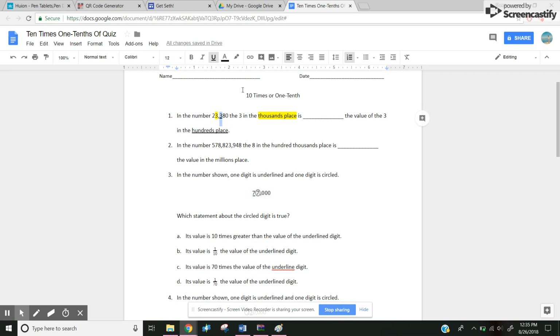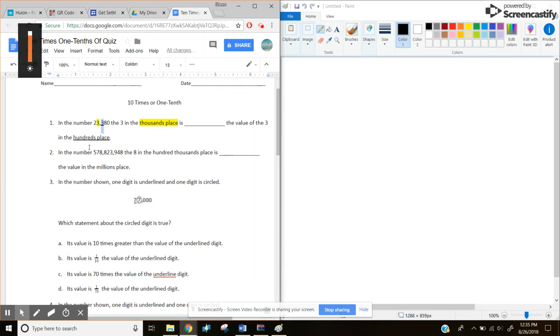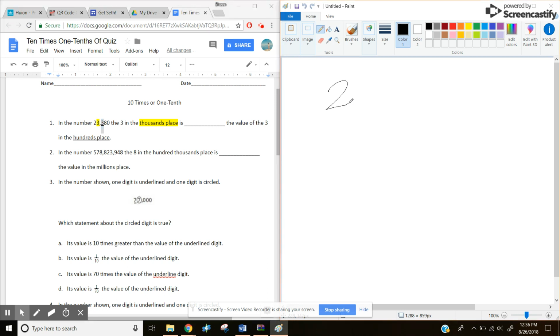Next, what we're going to do is go to Paint because it's a scratch sheet of paper. So what I'm going to do, I'm going to rewrite the number here, which is 23,380. Okay, and then I'm going to circle the highlighted one, which is the thousands place, and then underline the 3 in the hundreds place.